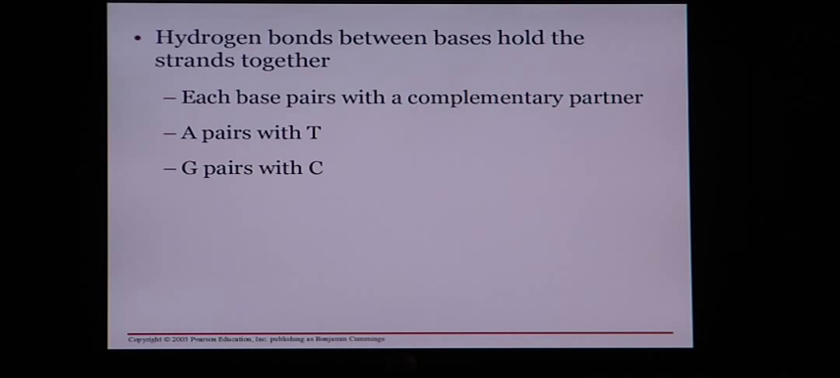And this is something you're also going to want to make note of, because it is very important that we know what nitrogenous base binds with the other.